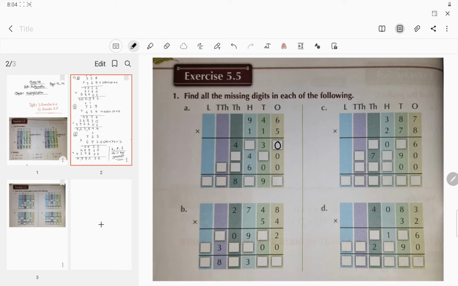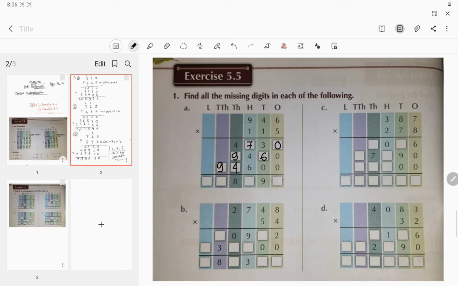5, 6, 30, right? So write down 0 here and carry 3. 5, 4, 20. 20 plus 3 is 23. So it will be 3 here. Okay? And carry 2. 5, 9, 45. 45 plus 2 is 47. Right? Now 6, 1, 6. So write down 6 here. And 4, 4, 4 and 9, 9, 9. Right? So 6, 1, 6 and 4, 1, 4 and 9, 1, 9.